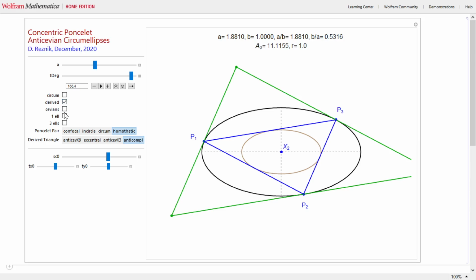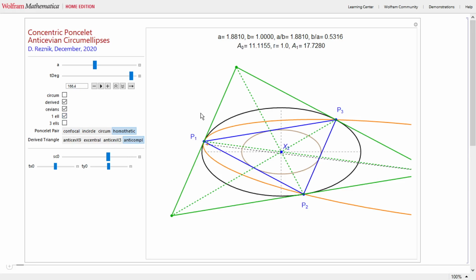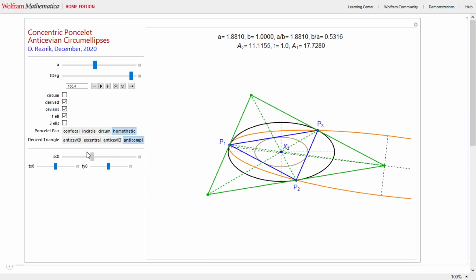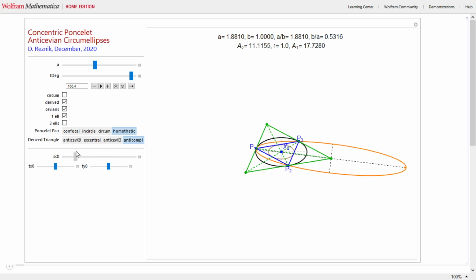The anticomplementary triangle is the anticevian triangle of a triangle with respect to X2. So the cevians passing through X2 of the anticomplementary recover the reference triangle. Now let's do one of the ellipses centered on one of the vertices of the anticomplementary triangle. It's well known that the anticomplementary triangle is similar to the original triangle. It has 4 times the area.